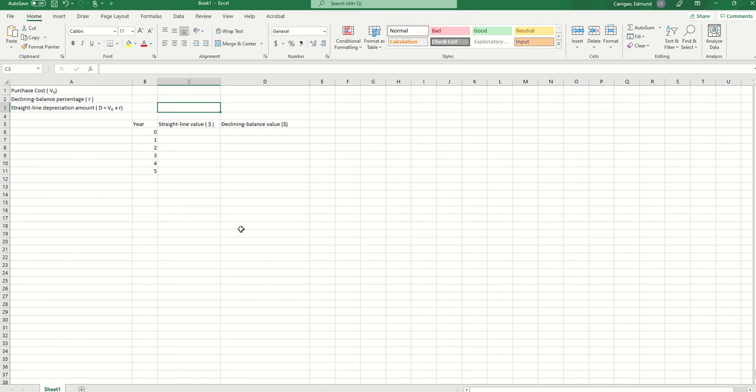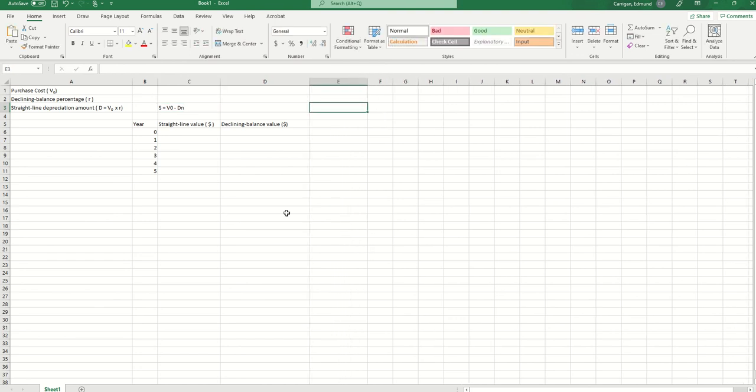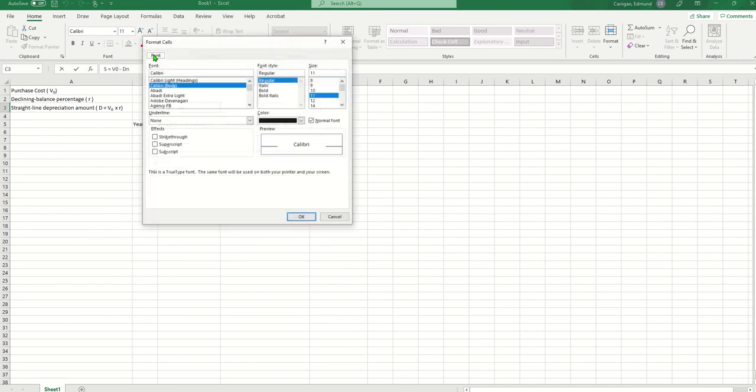So, straight line value, remember our formula, S, the salvage value, is equal to V0 minus D times N, where N is our number of years. Now what I've noticed is that each year I'm just going one year at a time. So over here I'm just going to put a little reminder for myself that N is equal to 1, and that's going to be for everything. I'm going to turn that into a subscript. You certainly don't need to go to that amount of OCD.